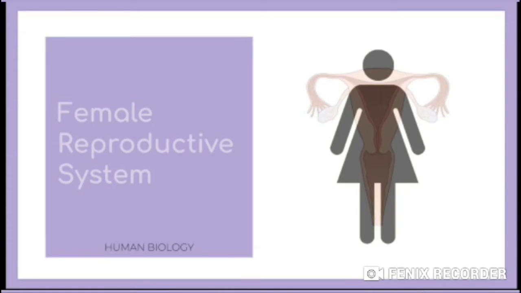Hi everybody! Today we're going to be explaining the female reproductive system for human biology. First of all, the female sexual organs can be divided into external and internal organs. In women, the inner and the outer labia and the clitoris make up the external sexual organs. This set of organs is known as the vulva. On the other hand, the vagina, uterus, fallopian tubes, and the ovaries make up the internal sexual organs.